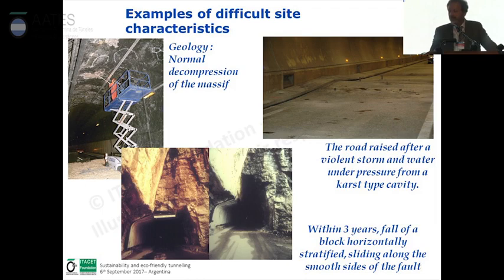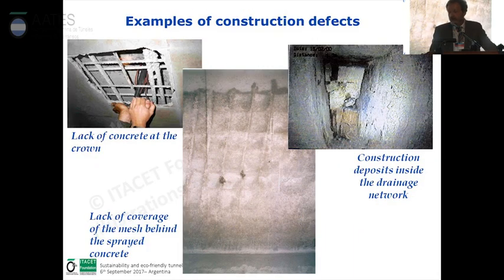In this case, this is a defect during construction, a lack of concrete at the crown. If behind the vault there is a void, normally we have to find concrete, but this is only the void, so it's a lack of concrete. This is a default in the construction. Another default: lack of coverage of the mesh behind the sprayed concrete. So this is another kind of default.